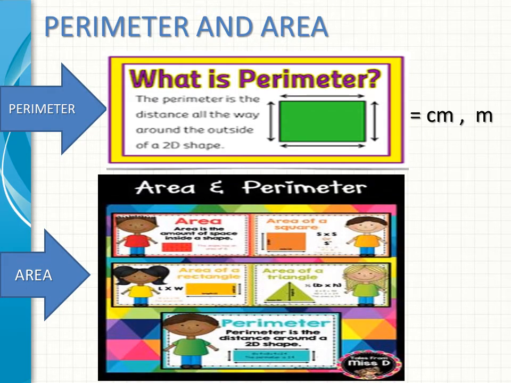But here we will focus on just area since we already know what perimeter is. Area measures all the space inside a 2D shape. Remember, perimeter measures all the sides outside, but area measures all the space inside a 2D shape. And also remember that area is always measured in square units: centimeter square, meter square, kilometer square.